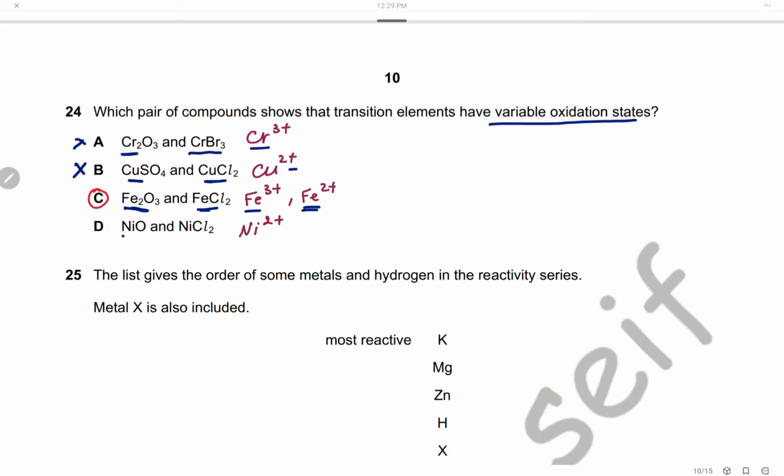Of course in D also, nickel here has a +2 charge, and in nickel chloride it also has a +2 charge, so the answer is C.